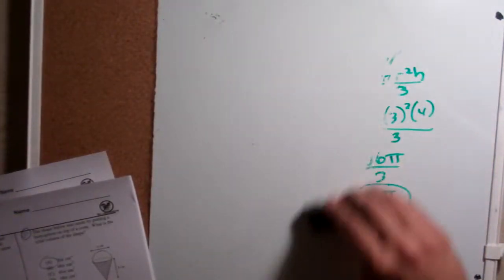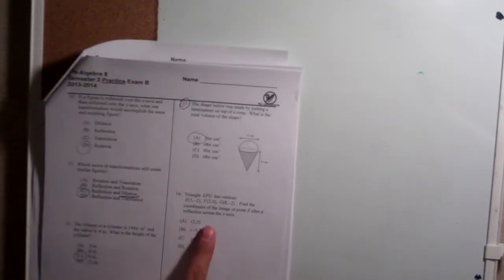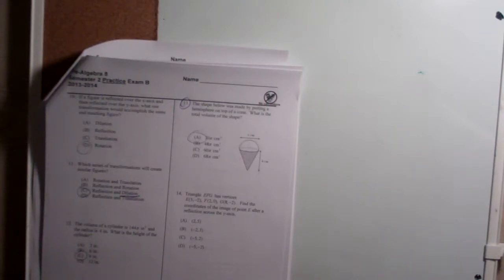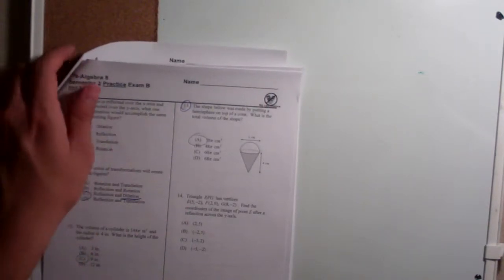Alright, the next shape. It says a triangle EFG has vertices at E, which is at (5, -2), F is at (2, 0), and G is at (8, -2). Okay, so with this, it says find the coordinates of the image of E after reflection across the y-axis. So we don't care about F, we don't care about G, that doesn't help me here, even though it's part of a triangle. We're only focusing on E.